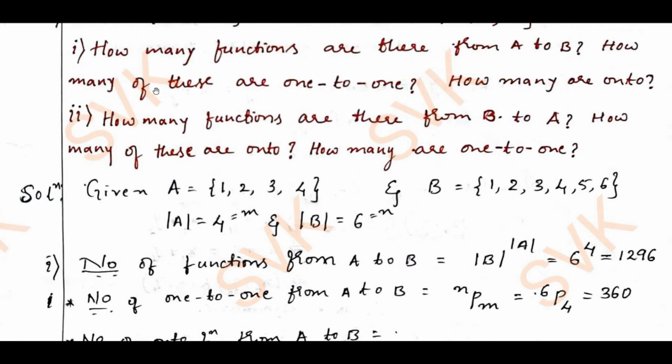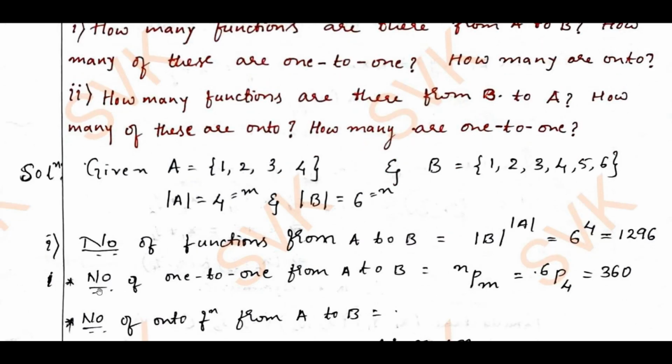Now moving on to the continuation of that question. They have asked how many of these are 1 to 1. The number of 1 to 1 functions from the set A to B is given by NPM. This is the standard formula. We are going to apply a permutation here, that is NPM. You know N is 6 and M is 4. So find out 6P4. You can make use of your calculator.